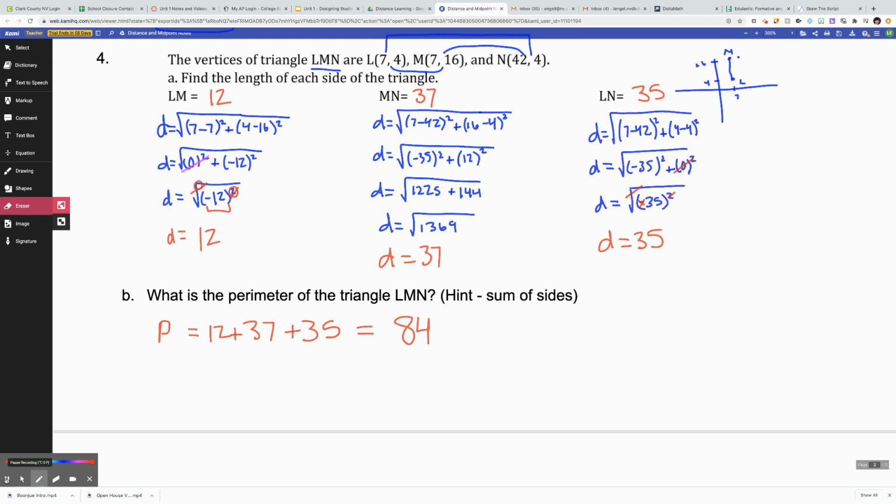And then part B asked, what's the perimeter of the triangle LMN? So I just added all three of those side lengths. 12 plus 37 plus 35 is 84.